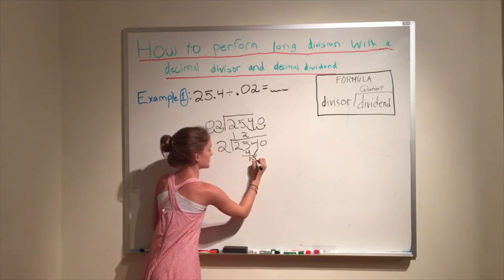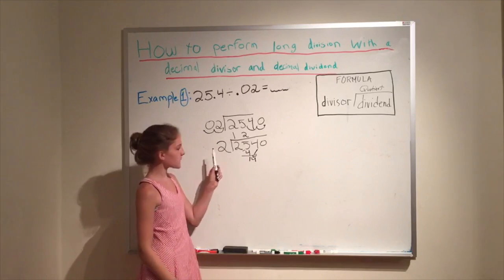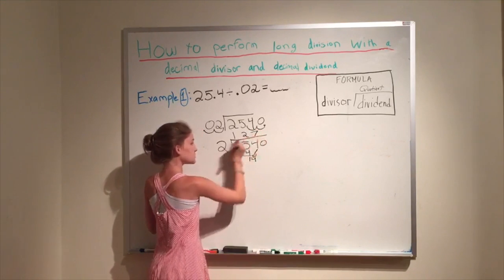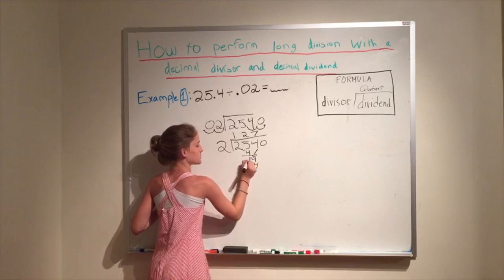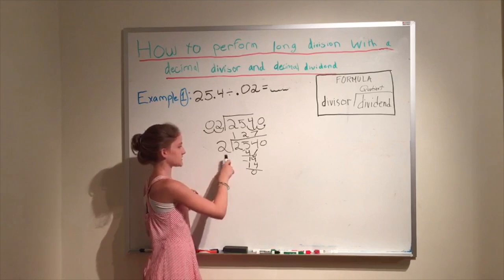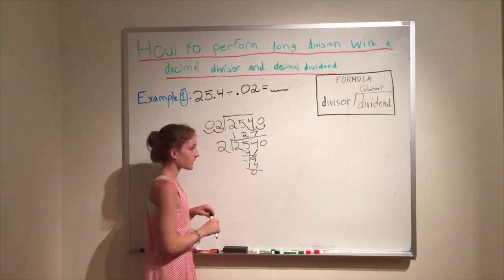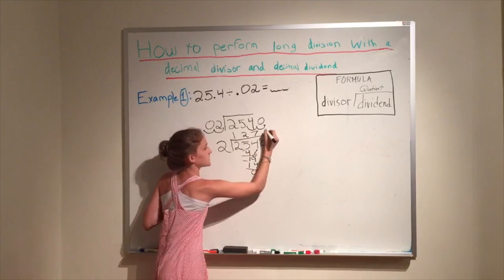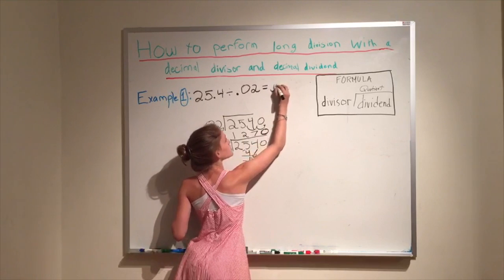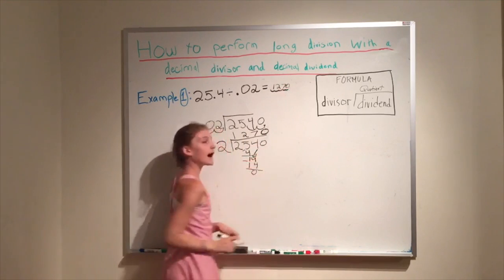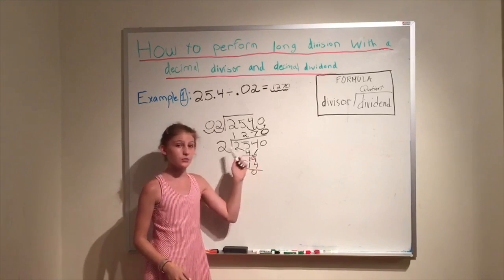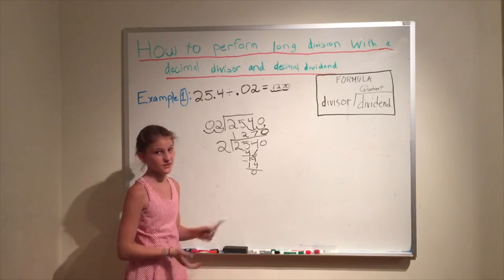making this number 14. So you ask yourself, how many times does 2 go into 14? 7. So 2 times 7 is 14. So you subtract 14 from 14, making this 0. Now you ask yourself, does 2 go into 0? And it doesn't. It goes in 0 times. And that's your answer: 1,270. How you know you're done is when you've divided through the whole dividend and you have a remainder of 0.